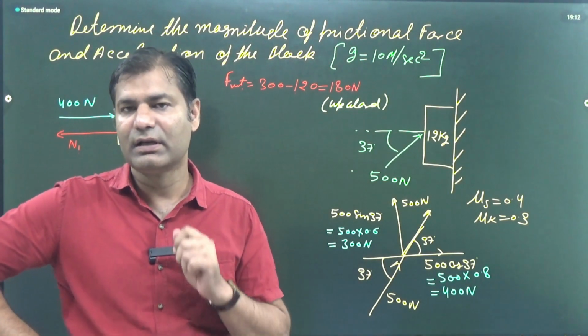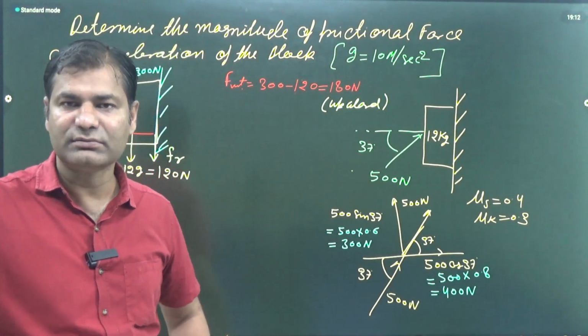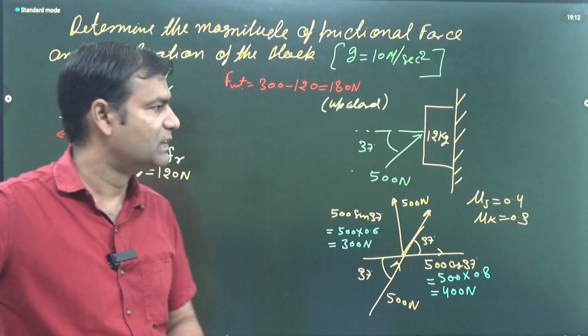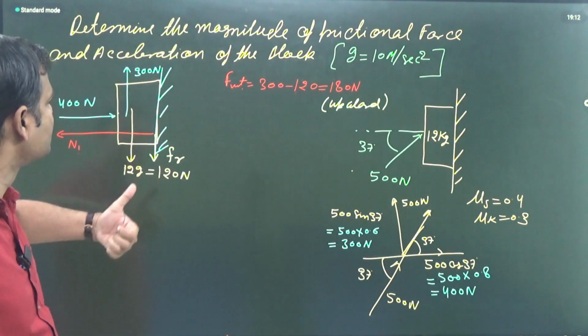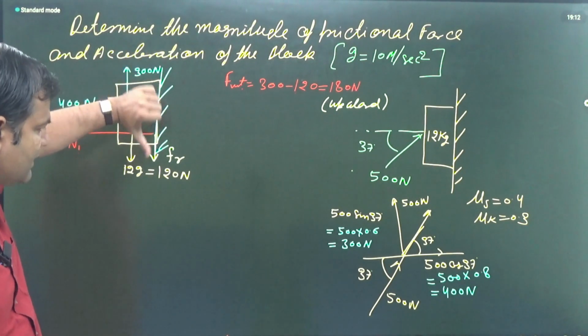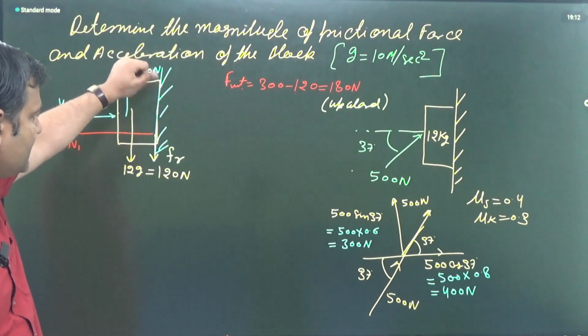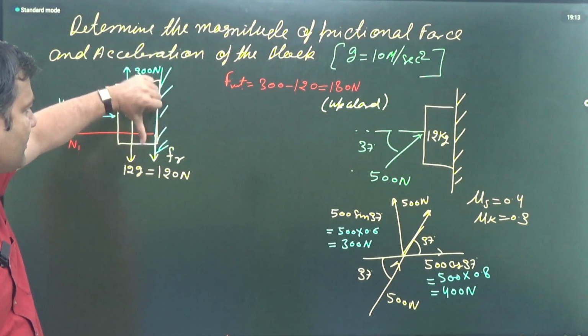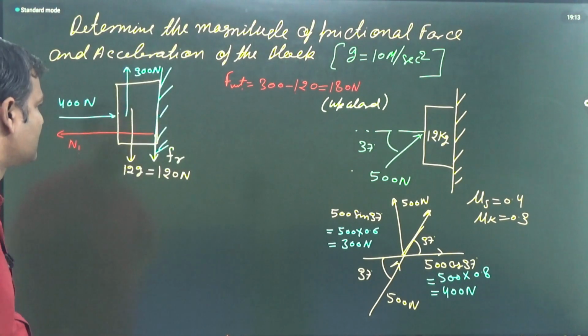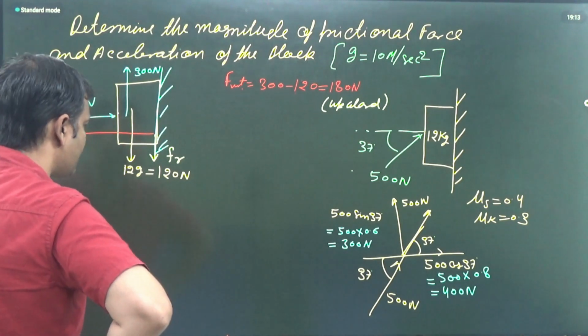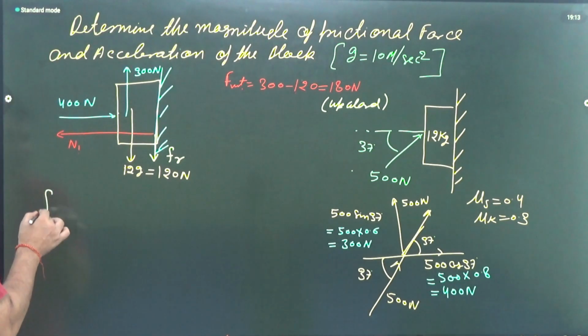So you can say that the applied force, or you can say the resultant force, is going upward. So frictional force develops in the direction opposite to the applied force. So it is opposite to the net force here, that's why. Clear? Now, what about limiting friction?